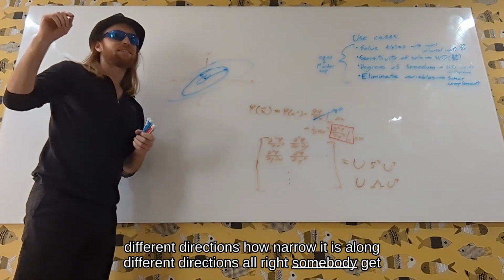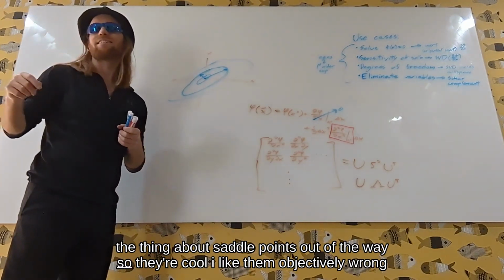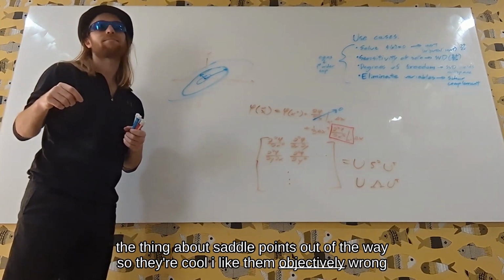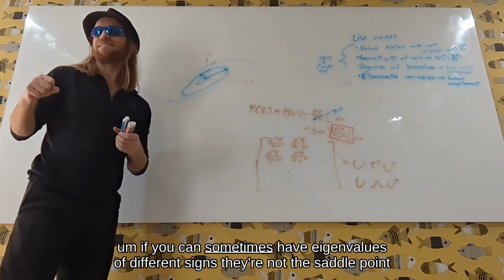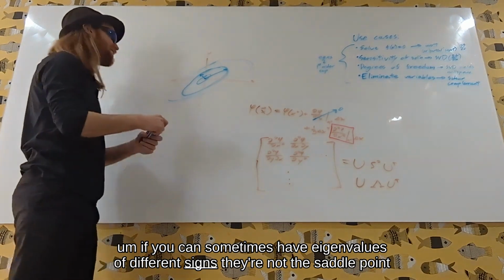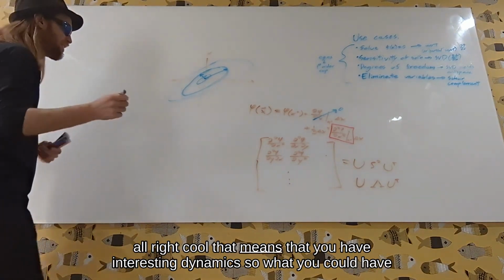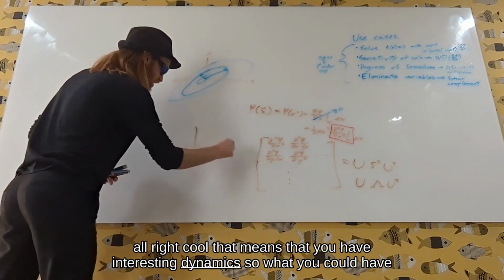All right. Somebody get the thing about saddle points out of the way. Saddles are cool. I like them. Objectively wrong. You can sometimes have eigenvalues of different signs. There we go. That's the saddle point. All right, cool. That means it's hyperbolic. That means you have interesting dynamics.